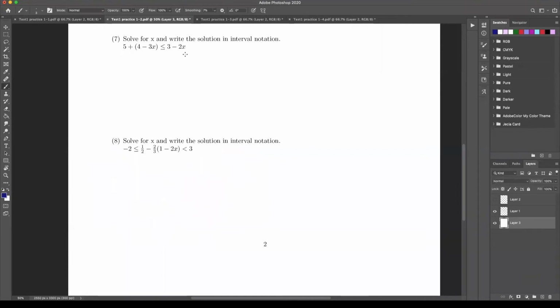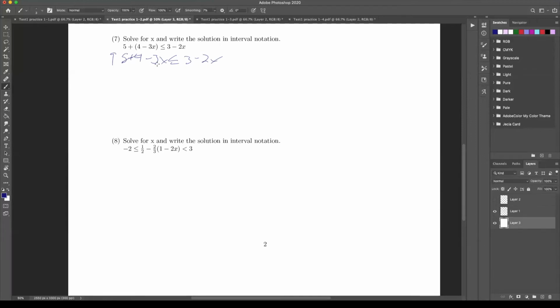So here we're just going to solve this. The first thing we want to do is simplify as much as possible. So here I'll have 5 plus 4 minus 3. There's nothing to distribute here, so let's just clear our parentheses. All right, so 5 plus 4 simplifies to 9. So let's just do that.